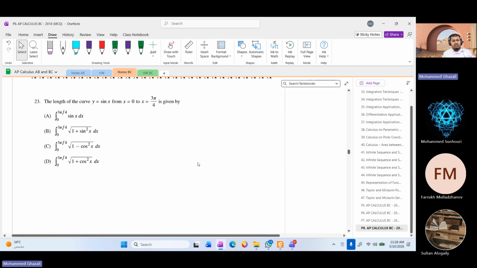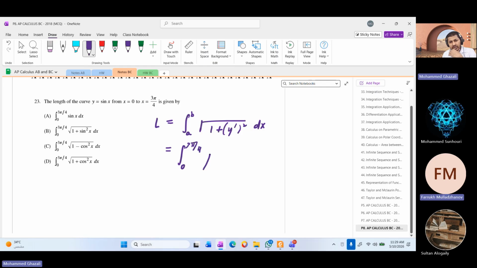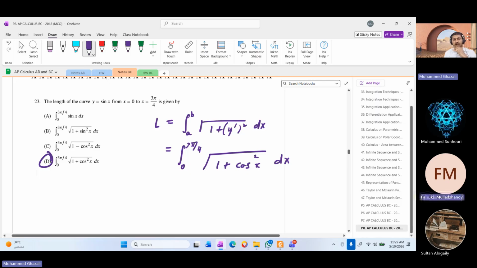The length of the curve from 0 to 3 pi by 4 is given by... What is the length of the curve? Length of the curve is equal to the integral from a to b of the square root of 1 plus y prime squared dx. What's a to b? 0 to 3 pi by 4. Yes. Square root of 1 plus y prime squared. What's y prime? Negative cosine, yes, so cosine squared x. So what's the answer? D, yeah, D. Easy peasy. So just the arc length formula.